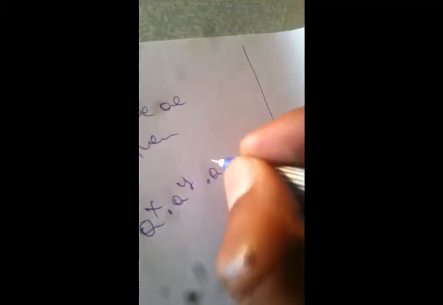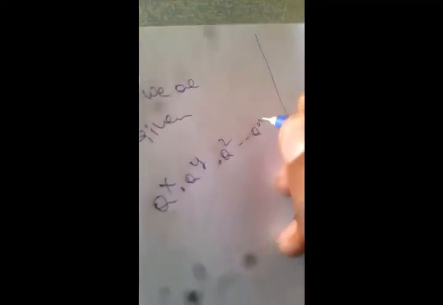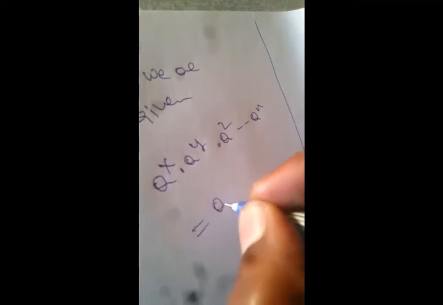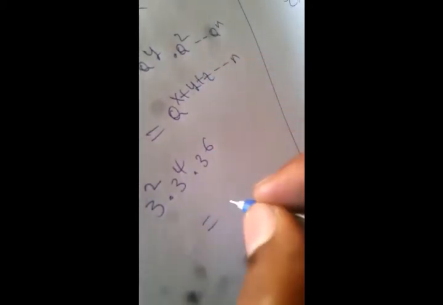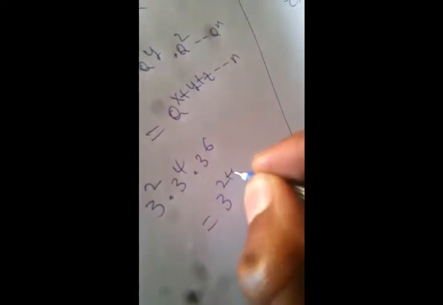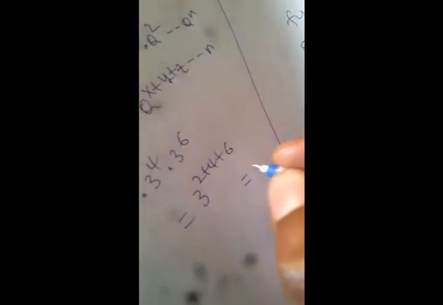If we are given a lot of functions, for example, a raised to x times a raised to y times a raised to z up to a raised to n, its answer will be a raised to x plus y plus z up to n. For example, 3 squared times 3 raised to 4 times 3 raised to 6, from this property, becomes 3 raised to 2 plus 4 plus 6. This is equal to 3 raised to 2 plus 4 is 6, 6 plus 6 is 12.